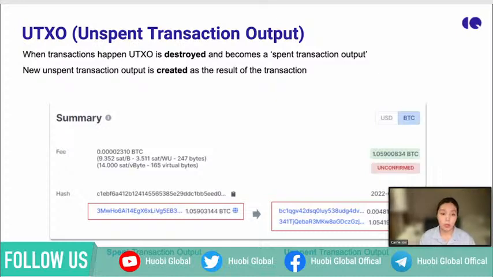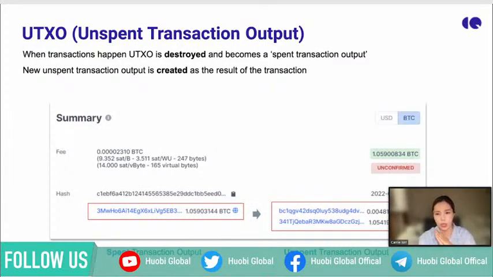So if you see the numbers over here, just look at the red box I have marked. The first one is spent transaction output. This is like, after the transaction happens, the spent ones are called spent transaction output. The new unspent transaction output is created. So that spent transaction output used to be unspent transaction output.